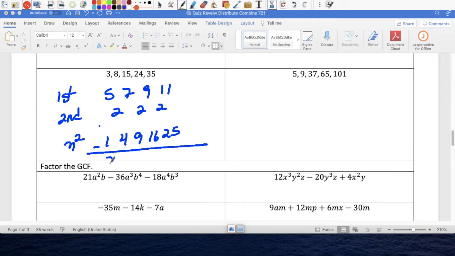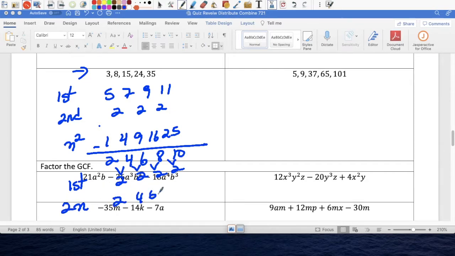3 minus 1 is 2. 8 minus 4 is 4. 15 minus 9 is 6. 8 and 10. Okay, so I took the quadratic out of this original sequence, and now I'm left with this. I'm going to take the first difference again. And you can tell it's easy. That's a 2, that's a 2, that's a 2, and that's a 2. So that means there's a 2n sequence in there, and a 2n sequence is 2, 4, 6, 8, 10.